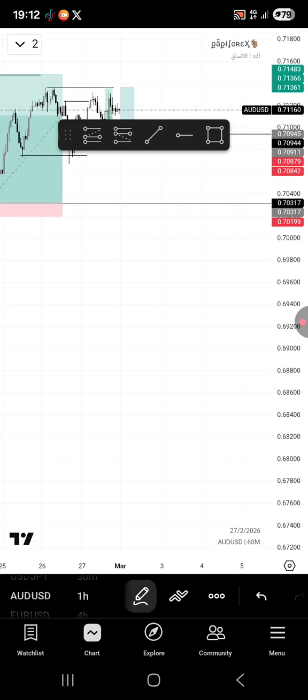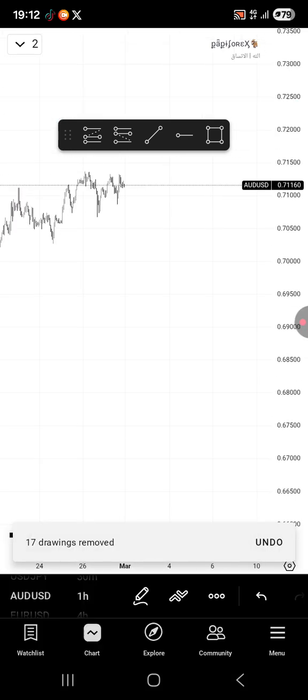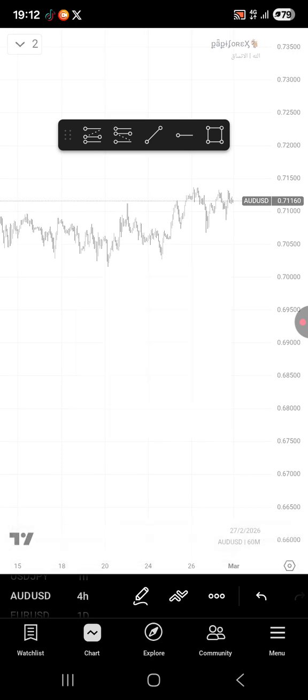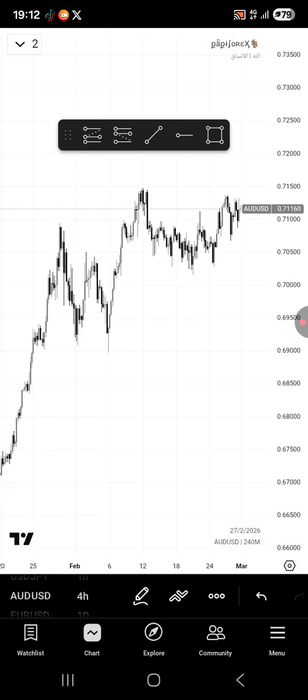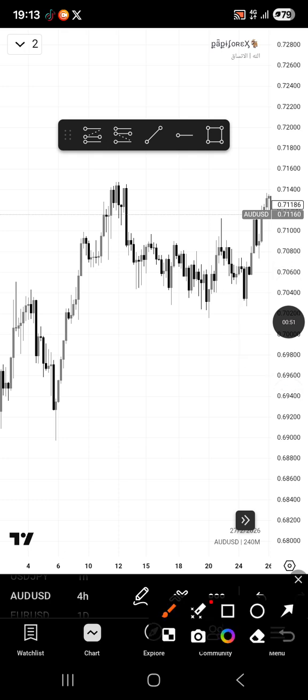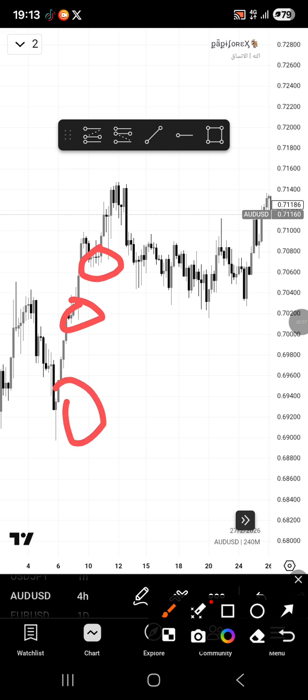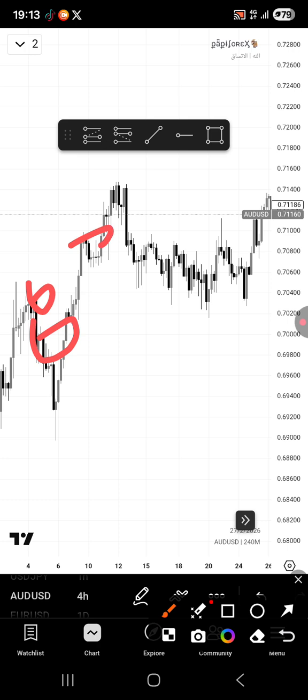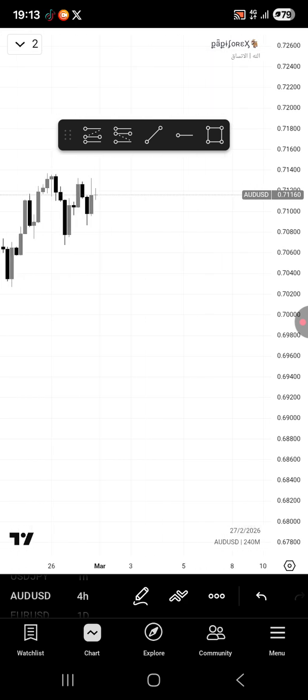And I believe everybody knows what buy side and sell side are. Understand? For example, this area is sell side liquidity, sell side liquidity. You understand? And the buy side liquidity is buy side liquidity. You understand? So, taking and sweeping the sell side or buy side liquidity.